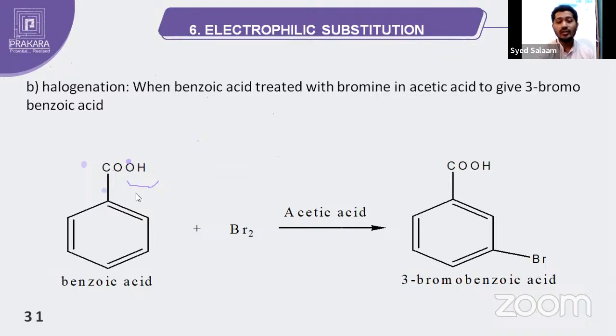Next is halogenation. Another reaction is halogenation, where a halogen gets attached onto the benzoic acid. So when benzoic acid is treated with halogens such as bromine, halogenation again occurs at the meta position. Any electrophilic substitution on benzoic acid will occur at the meta position because it is a meta director and deactivating group.